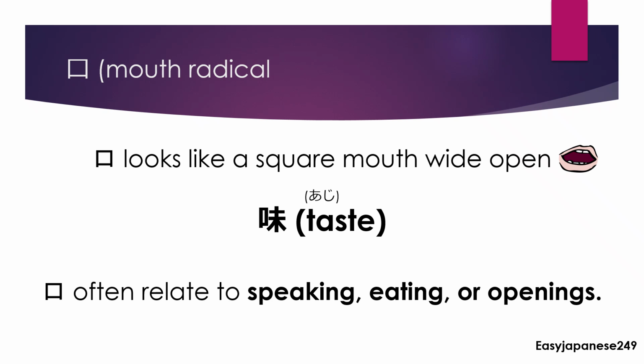So today we have learned 5 radicals. Remember, radicals are like puzzle pieces. Once you know them, kanji becomes much easier to understand.